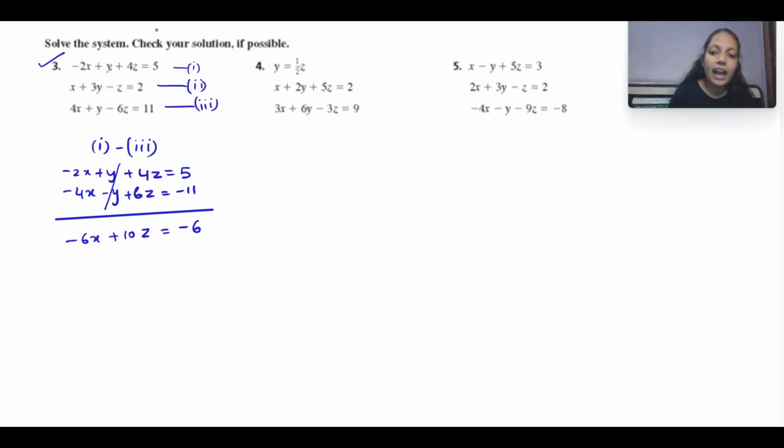This is 10z and that is negative 6. To make it easy, I am dividing this by 2. 2 3s are 6. 2 5s are 10. And 2 3s are 6 again. So this is equation number 4.